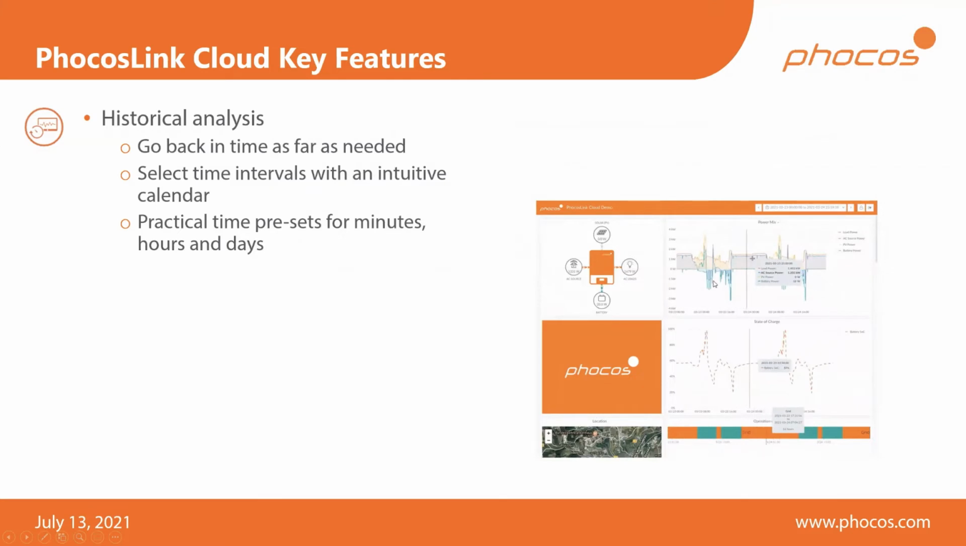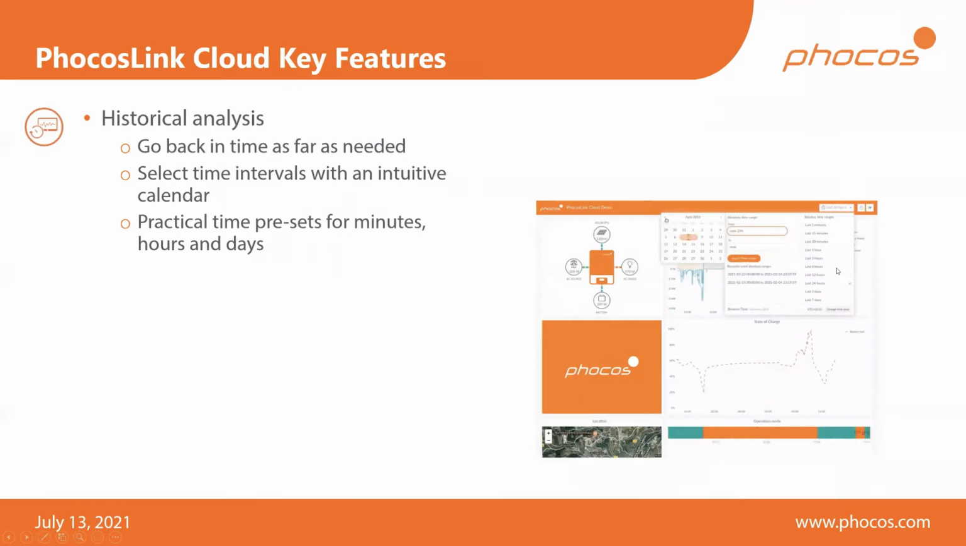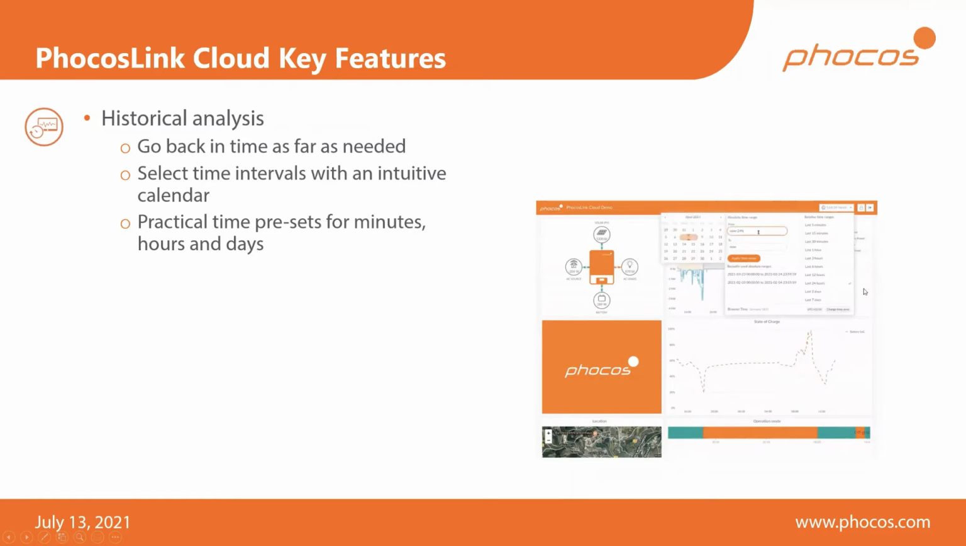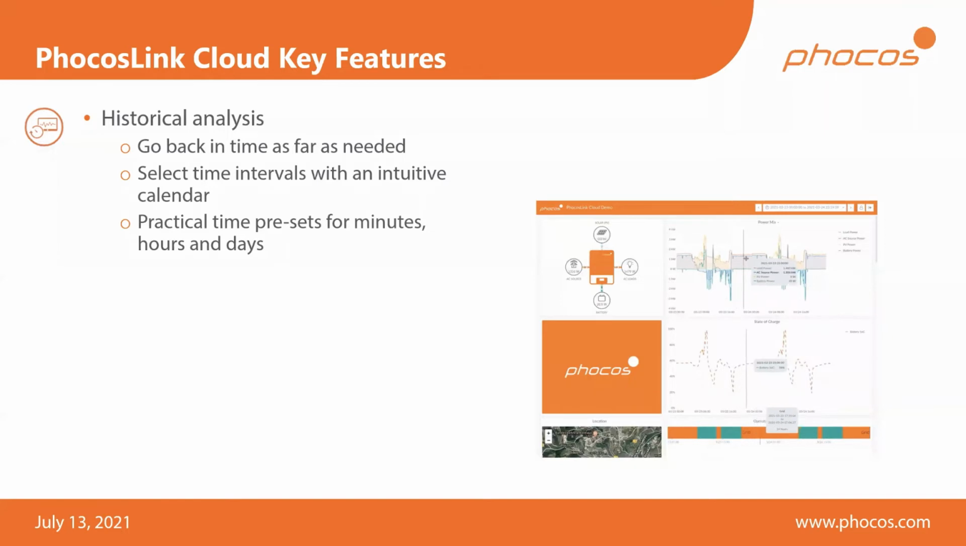You also have some practical presets you can see on the right here for the last few minutes, hours, or days. So this gives you a very quick way to select what happened last week, for example. Maybe you weren't home, maybe you were on vacation, and you can very quickly see a 7-day interval or a 2-day interval of what happened in your system. The default view is 24 hours because that tends to be the most relevant one if you regularly look at your system.